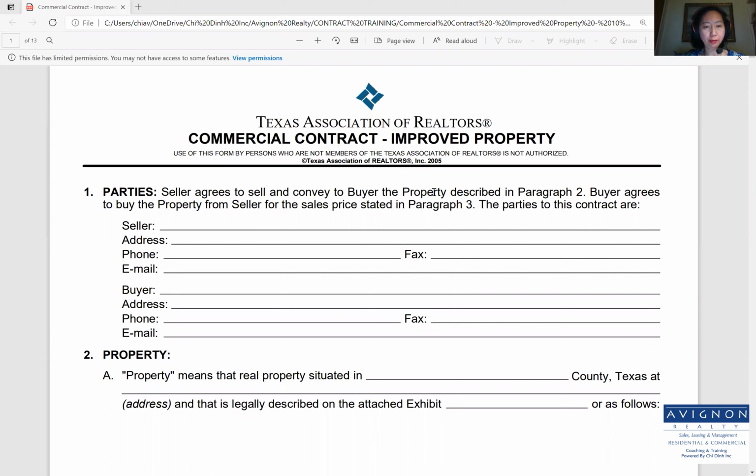Today, I am going over the Texas Association of Realtors Commercial Contract Improved Property, and use of this form by persons who are not members of the Texas Association of Realtors is not authorized. So you must be part of the Texas Association of Realtors to use this contract.